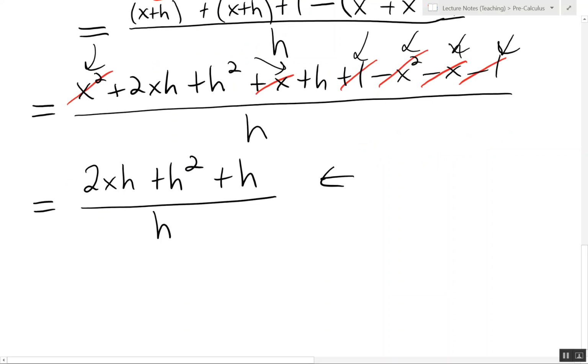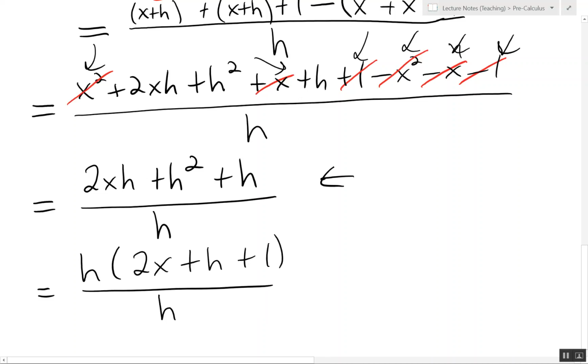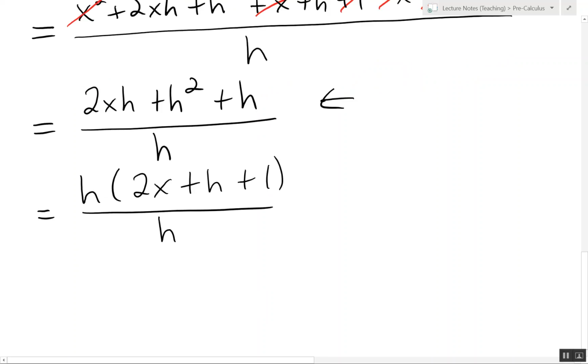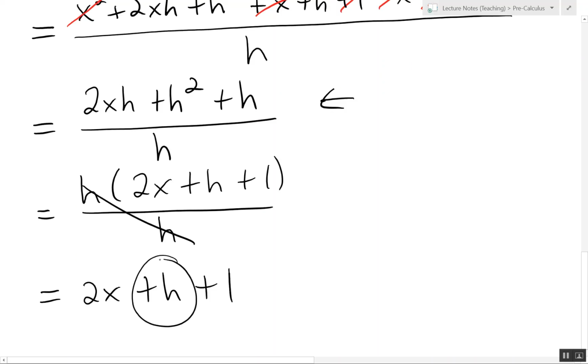Factor out an h here, and we factor out an h. So we're going to get a 2x plus h plus 1 all over h. And while I said calculus dealt with the h in the denominator, actually algebra takes care of it. And we cancel off that h. And that's 2x plus h plus 1. And then the calculus will tell us how to get rid of this h here.